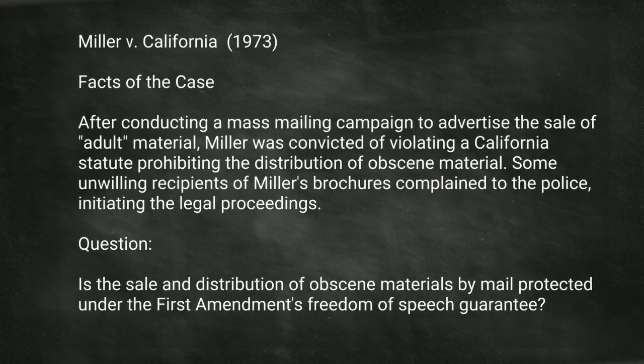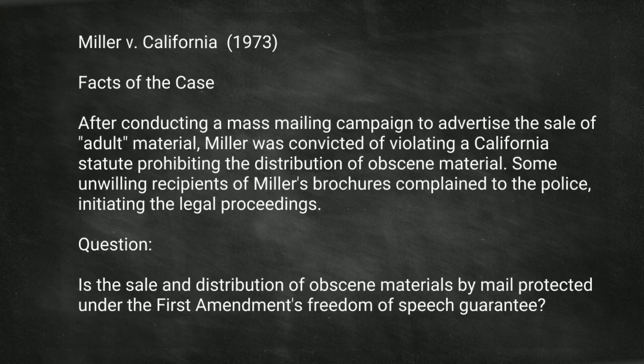Miller v. California, 1973. Facts of the case. After conducting a mass mailing campaign to advertise the sale of adult material, Miller was convicted of violating a California statute prohibiting the distribution of obscene material. Some unwilling recipients of Miller's brochures complained to the police, initiating the legal proceedings. The question for the court to consider was, is the sale and distribution of obscene materials by mail protected under the First Amendment's freedom of speech guarantee?